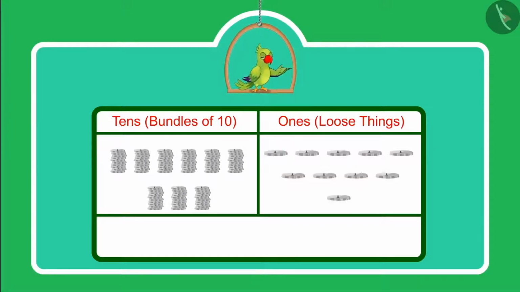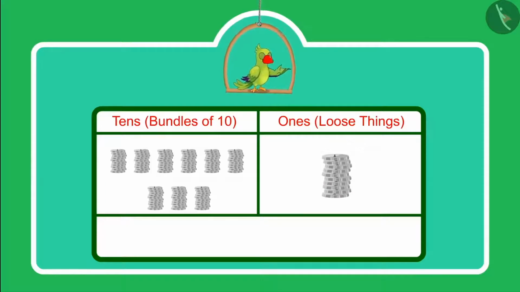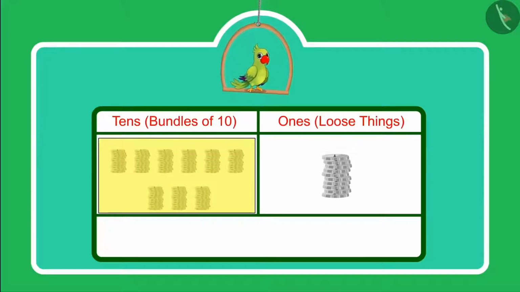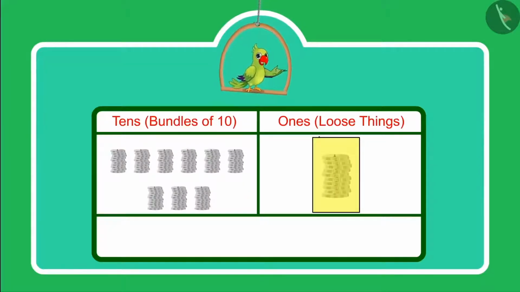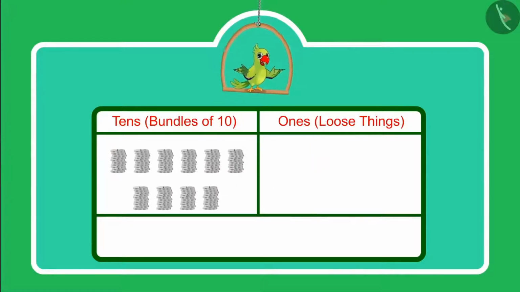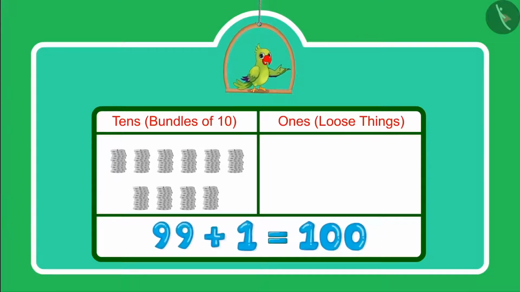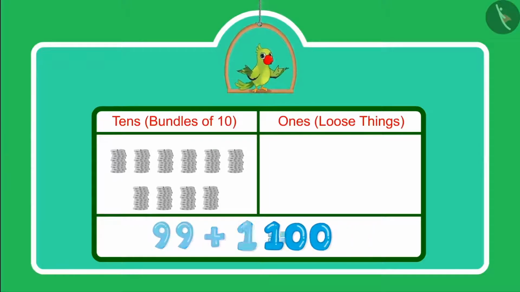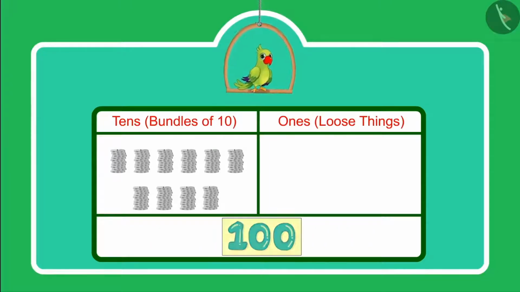And together, 10 ones will make 10, which means one more group of 10. That means earlier we had 9 tens and now 1 ten more. And now we have 10 tens, which we call 100. So 100 comes after 99, which we write like this.